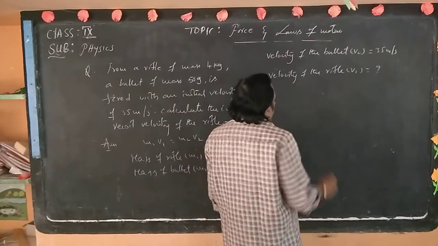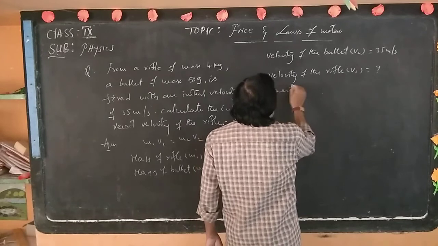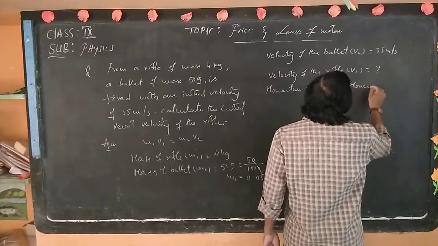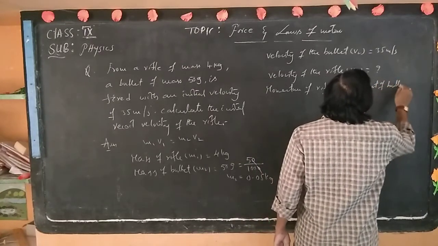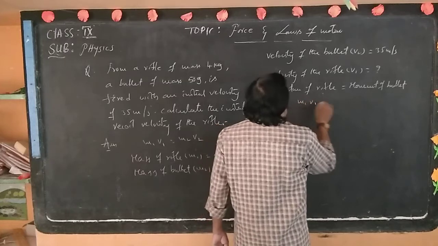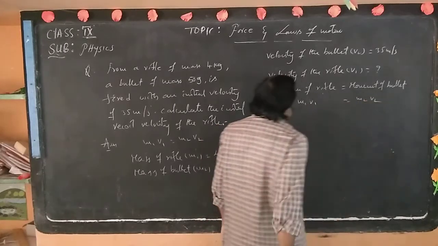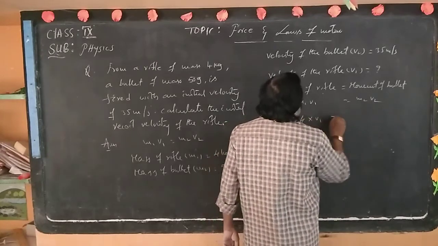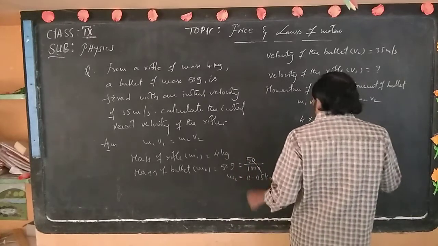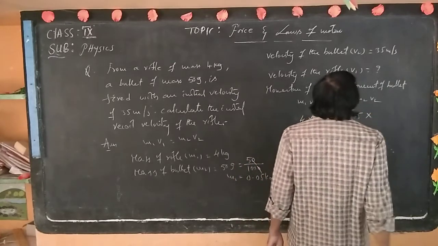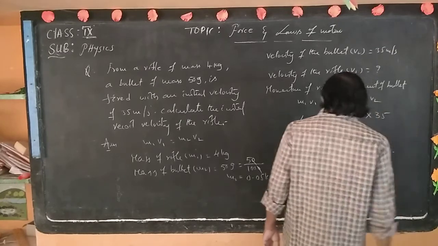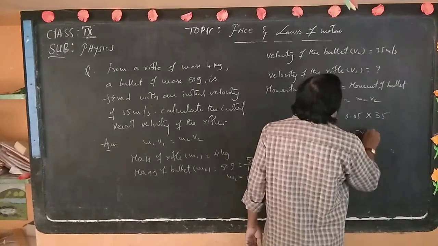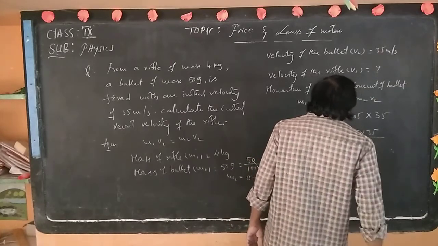So momentum of the rifle is equal to momentum of the bullet. That is M1 V1 is equal to M2 V2. Now M1 is how much? 4 into V1 is equal to M2, how much? 0.05 into V2, 35. Now V1 is equal to 0.05 into 35 by 4.